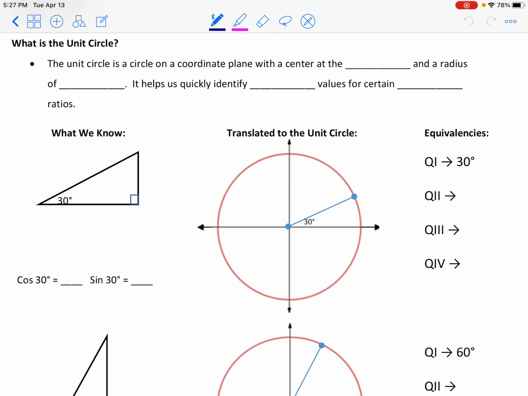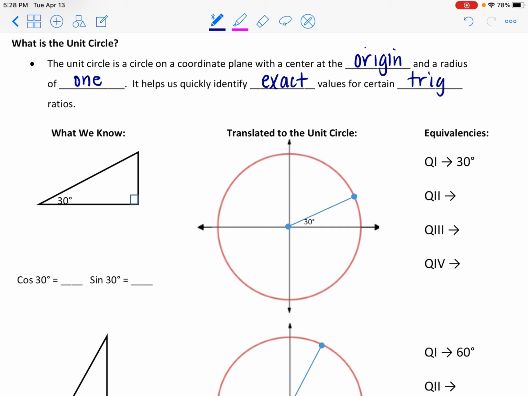So if we were to put a circle on a graph, and we were to center that circle at the origin, and we were to give that circle a radius of 1, then that is what we call the unit circle. So it's a unit circle, it's on an x and y axis, the center of the circle is at the origin, and it has 1 unit in length for its radius. Okay? So again, the purpose of the unit circle is to help us, and you're going to see this toward the end, to help us quickly identify exact values for certain trig ratios.